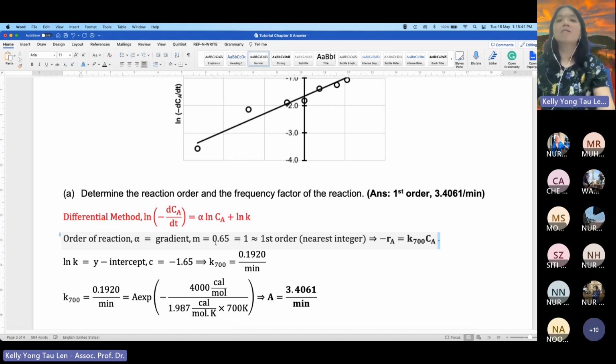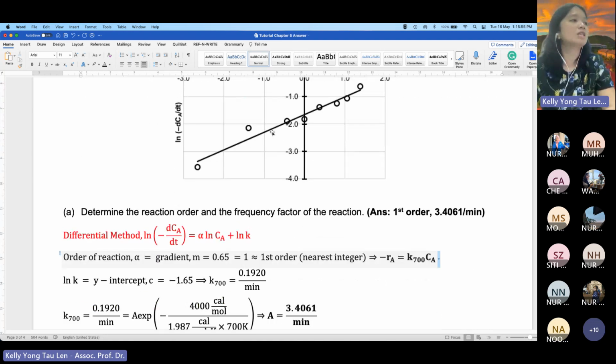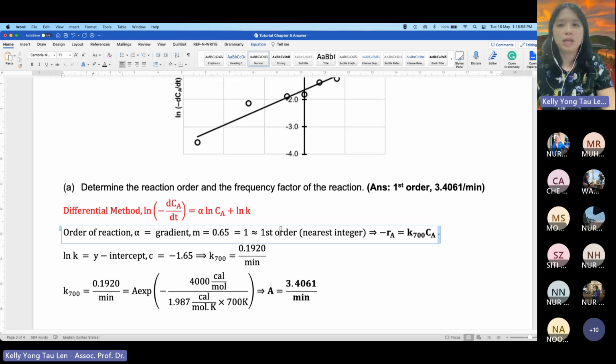Kita round up lah daripada 0.65. We round up to the nearest integer. Integer tu angka bulat. You will get 1. So meaning your reaction is first order with respect to A, sebab you only have one reactant. So the reaction is first order with respect to A.